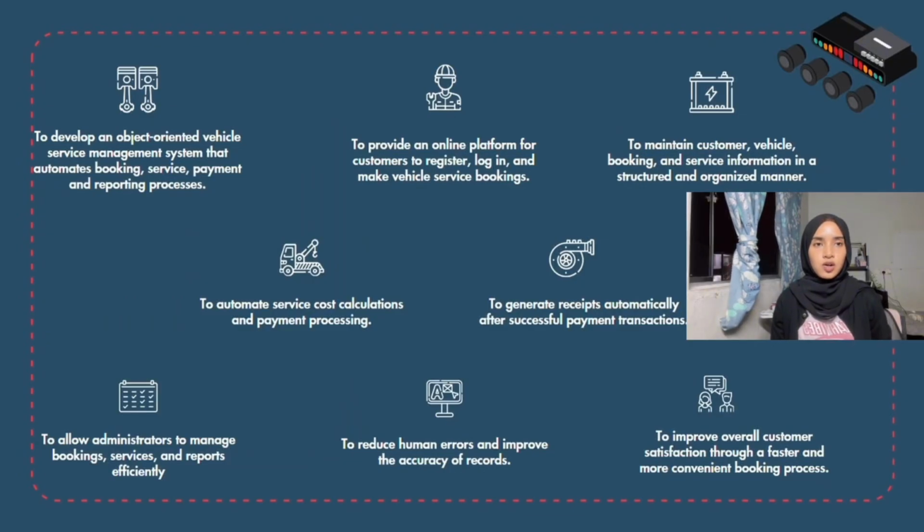The objective of making our system is, first, to develop an object-oriented vehicle service management system that automates booking, service, payment, and report processes. The second one is to provide an online platform for customers to register, log in, and make vehicle service bookings. The third one, to maintain customer, vehicle, booking, and service information in a structured and organized manner. Next, to automate service cost calculation and payment processing, and to generate a receipt automatically after a successful payment transaction.